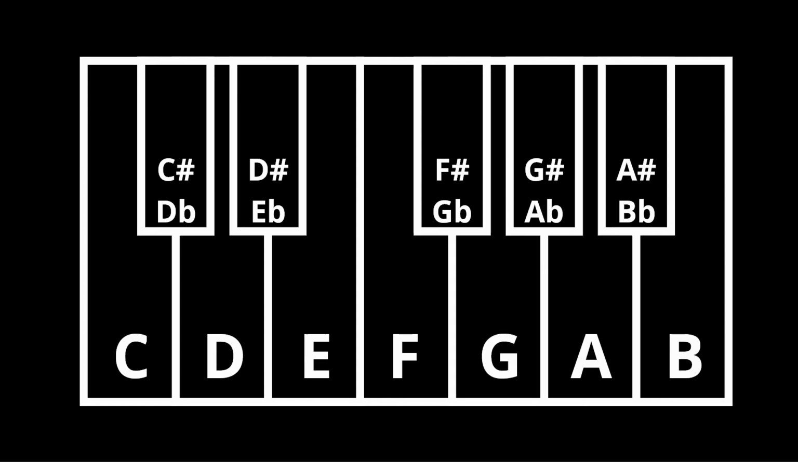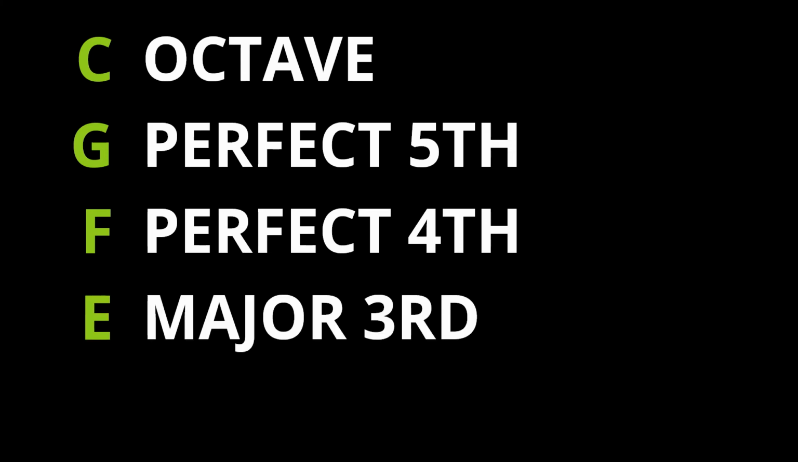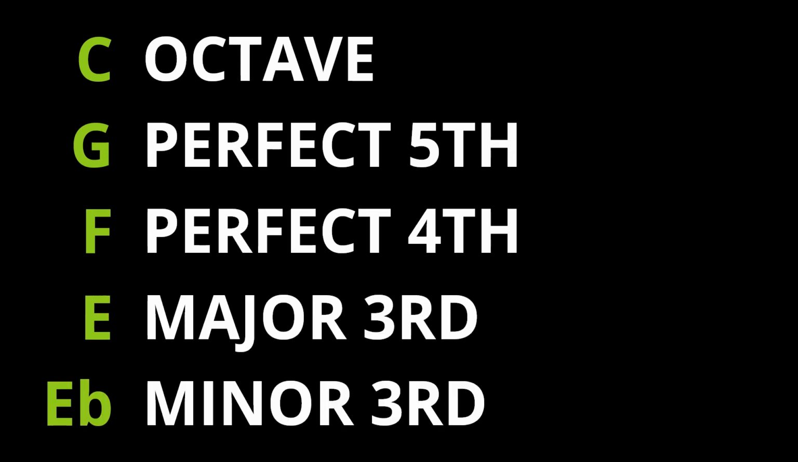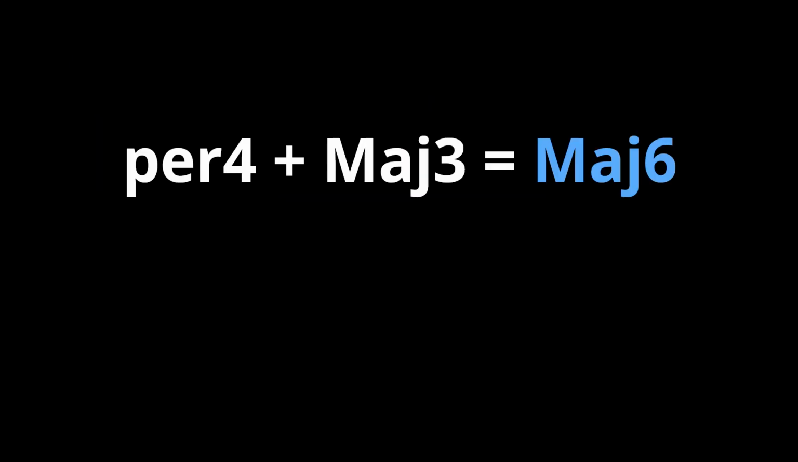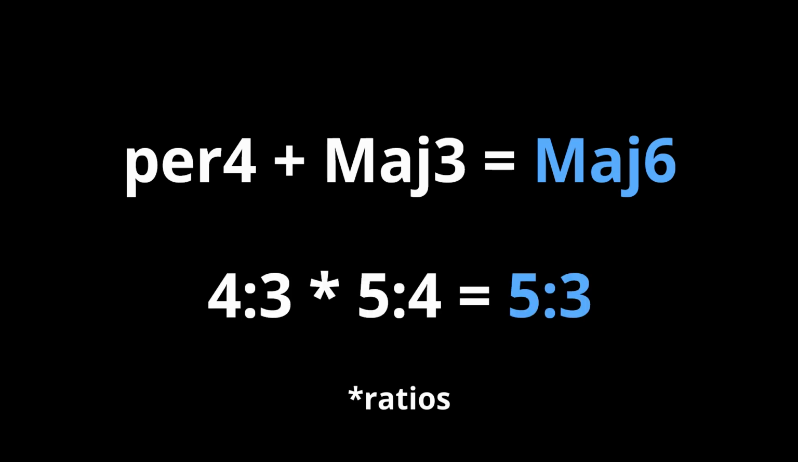For example, using C as a root note, the frequency for G can be constructed by multiplying the frequency of C by a ratio of 3 to 2. F can be constructed by multiplying by a ratio of 4 to 3, E by multiplying by a ratio of 5 to 4, and so on. Intervals that aren't found within the harmonic series can be constructed by stacking two harmonic intervals on top of each other. Mathematically, this is done by multiplying their frequencies.